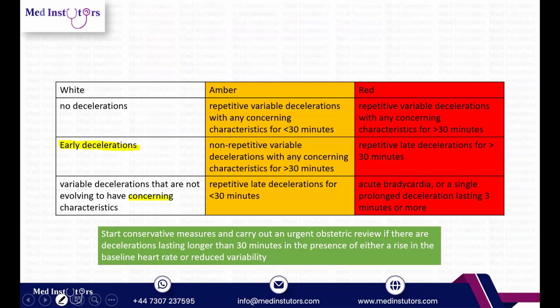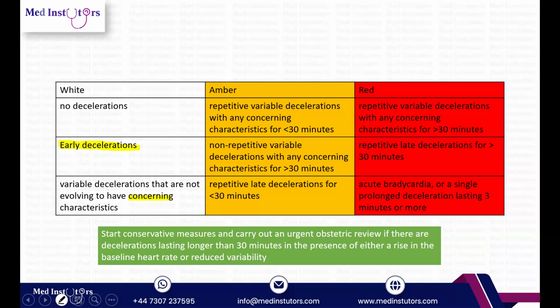Amber is repetitive variable decelerations with any concerning characteristics for 30 minutes, non-repetitive variable decelerations with any concerning characteristics for more than 30 minutes, and repetitive late decelerations for less than 30 minutes. Late decelerations are always bad because they have a worse prognosis, as they are associated with uteroplacental insufficiency.